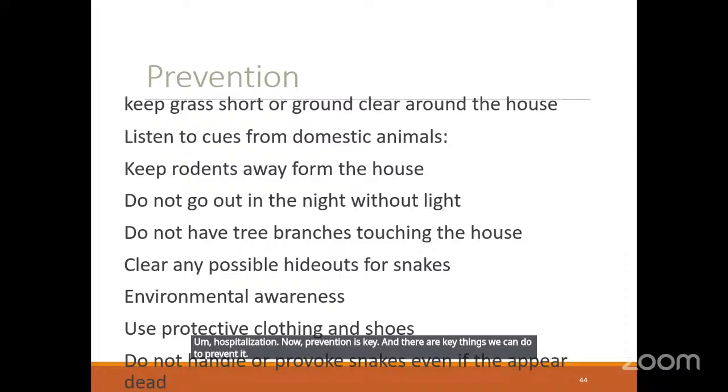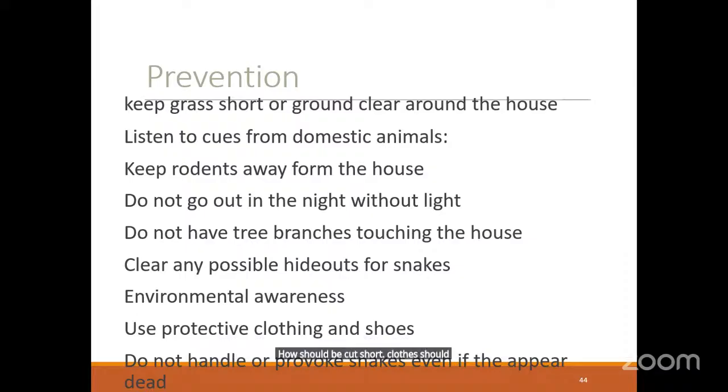The grasses around the house should be cut short. Clutters should be removed. Don't have things packed very close to the house. You have a place where you pack things, because snakes love such places. They'll just go and hide because they are cold-blooded, so they can't regulate their body temperature.